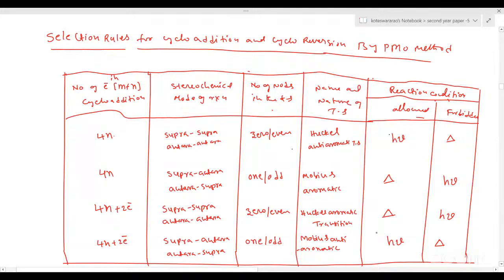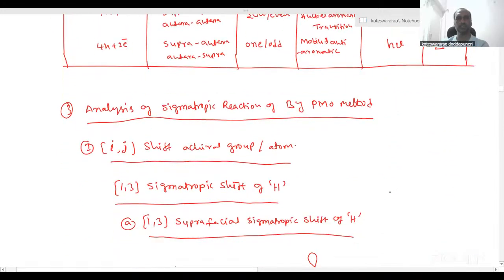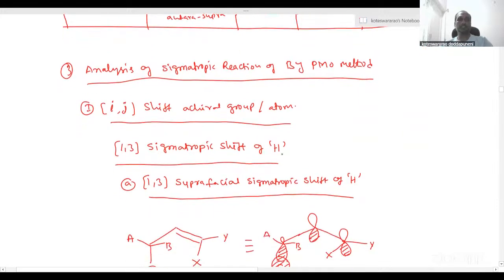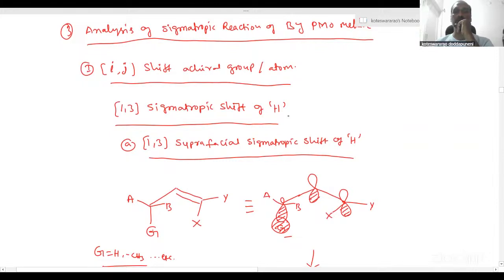Okay, sir. Right. Now coming to sigmatropic rearrangements. Apply the PMO method to sigmatropic reactions. We call it the analysis of sigmatropic reactions by the PMO method. Generally, we express sigmatropic reactions as an i,j shift of a group or atom. That is, they are classified based on the migrating group. For example, a 1,3 sigmatropic shift of hydrogen.